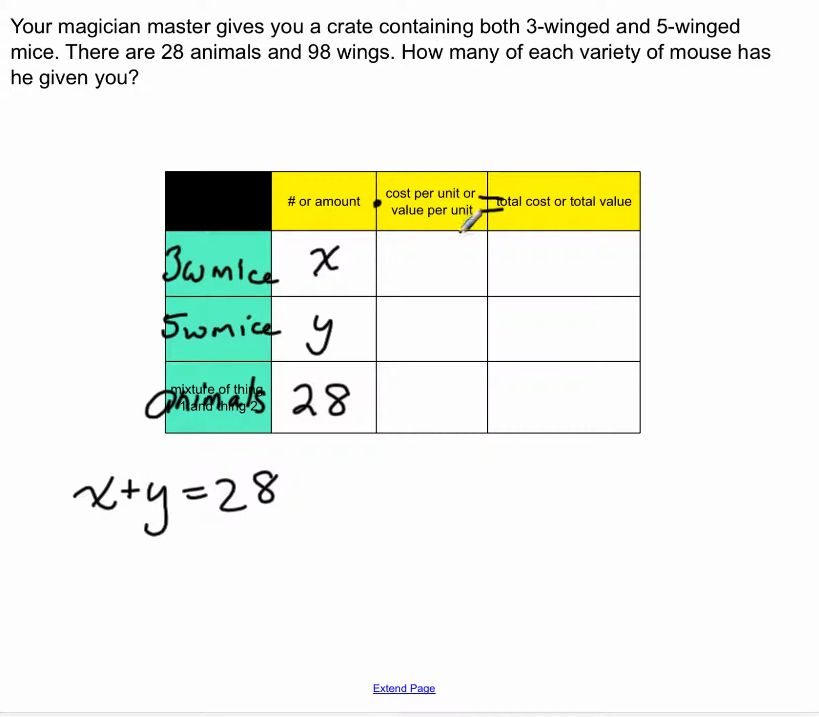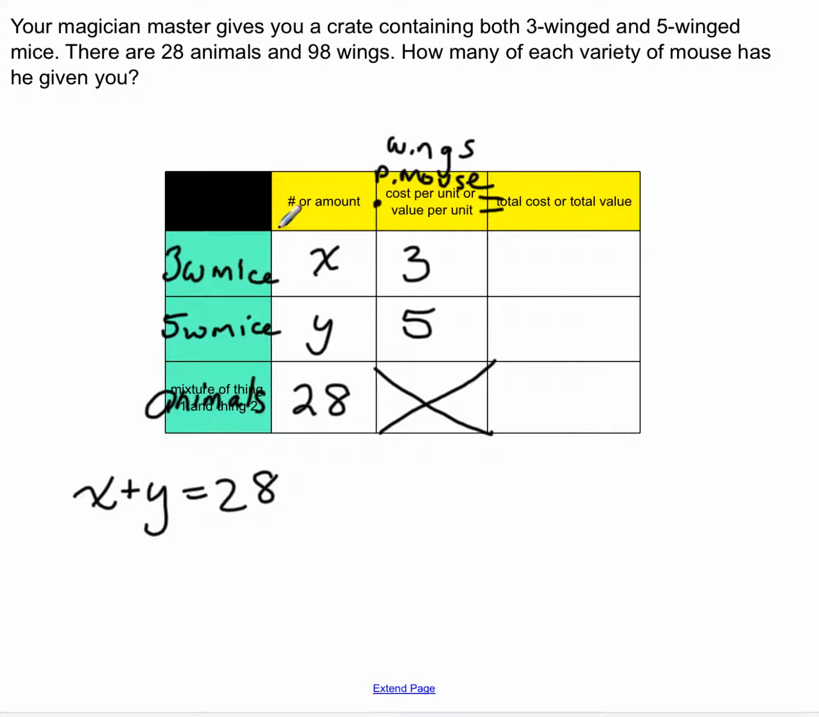Okay, now let's go to the next column. Cost per unit or value per unit. Well, that doesn't even make sense. But if I were talking about per mouse, basically here I'm talking about wings per mouse. So on the first type of mouse, how many wings are there? 3. On the second kind of mouse, how many wings are there? 5. And again, this is not going to make much sense because I basically just have a pile of 2 kinds of mice. I can't put them into one animal.